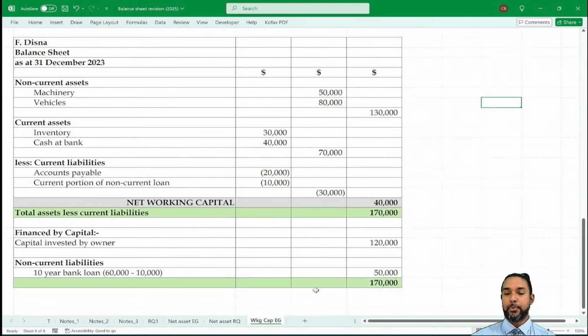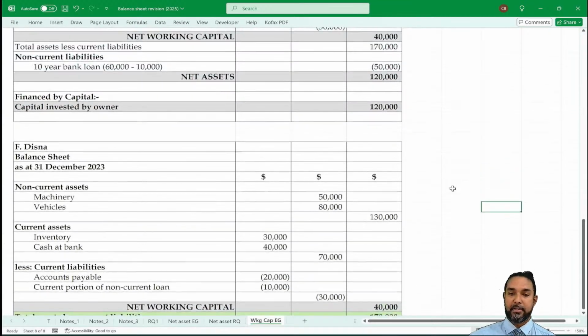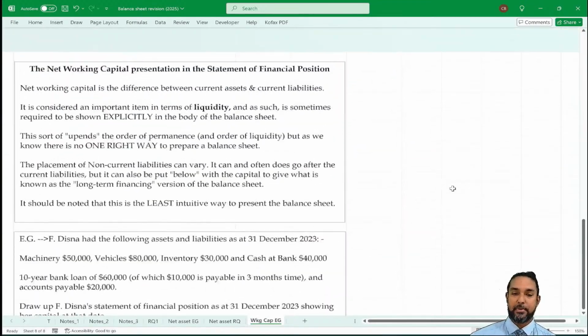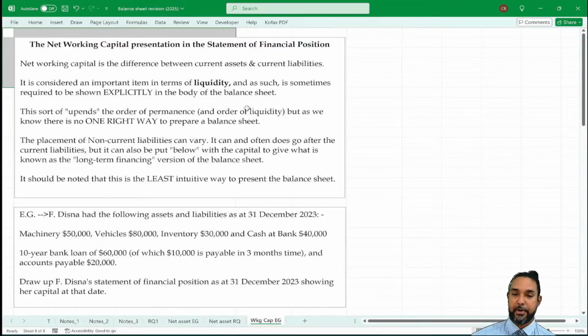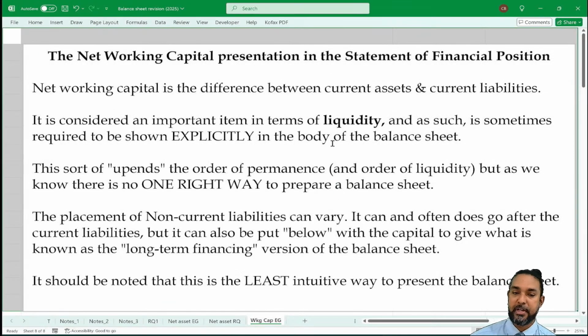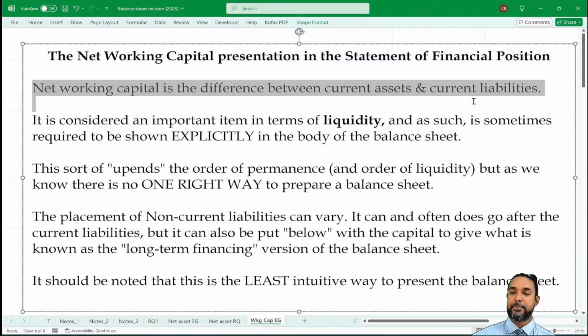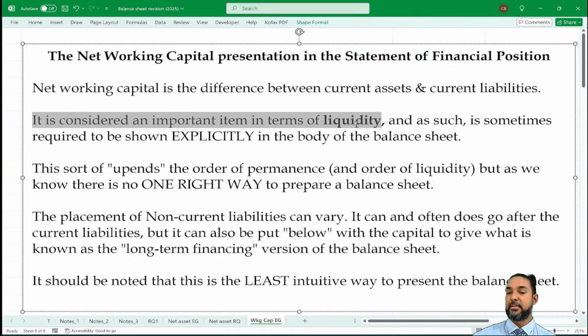Right, and then we took a look at the working capital format. Now, I'm seeing that we only have an example. So we talked about what working capital is. Let's just zoom in here real quick, just to do a brief recap. It is literally the difference between current assets and current liabilities, and it is considered an important item in terms of liquidity.